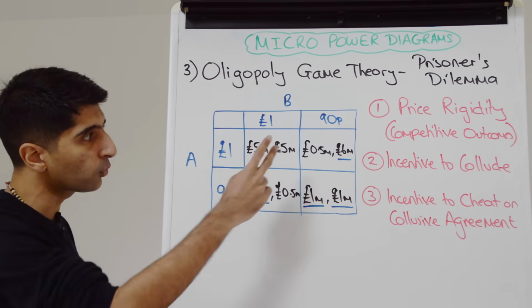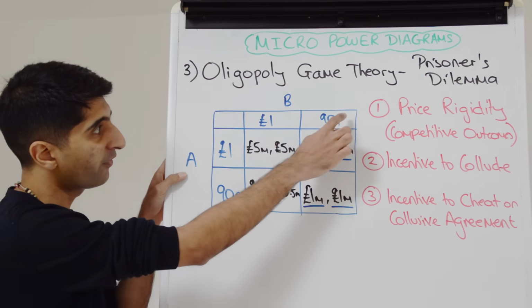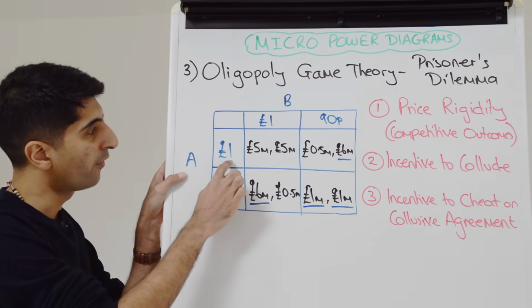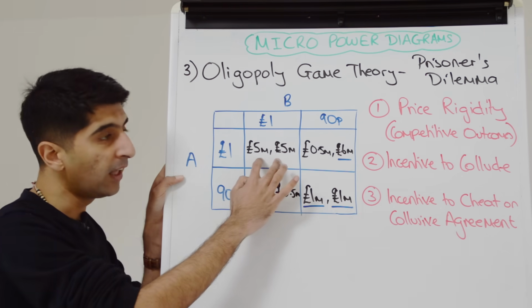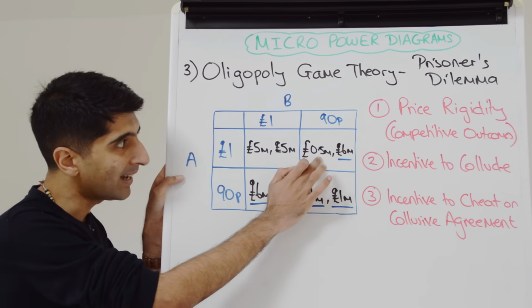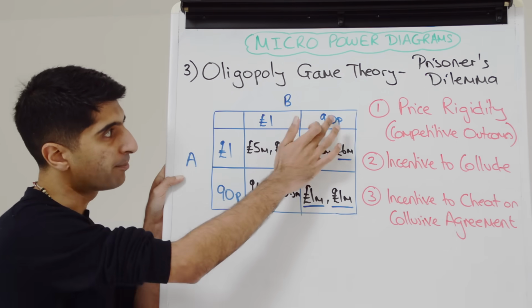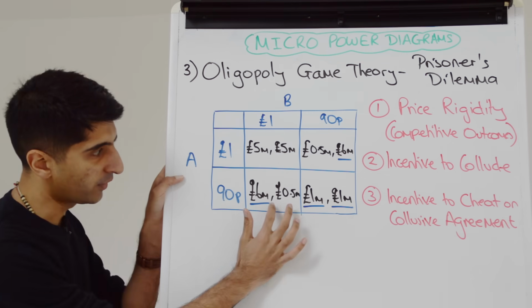But then for the cells where one firm is undercutting the other, so for example, this cell here where firm B is undercutting with 90p, firm A is going £1. The firm that undercuts, give them a very high profit, higher than if both firms were charging the high price. So I've said 6 million. And the firm that gets undercut, give them a low profit, lower than if both firms were charging 90p. I've said 0.5 million. And then it's reversed for this cell.